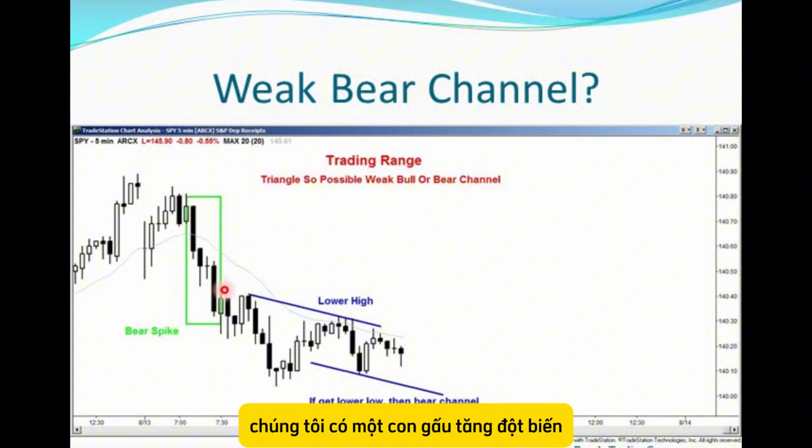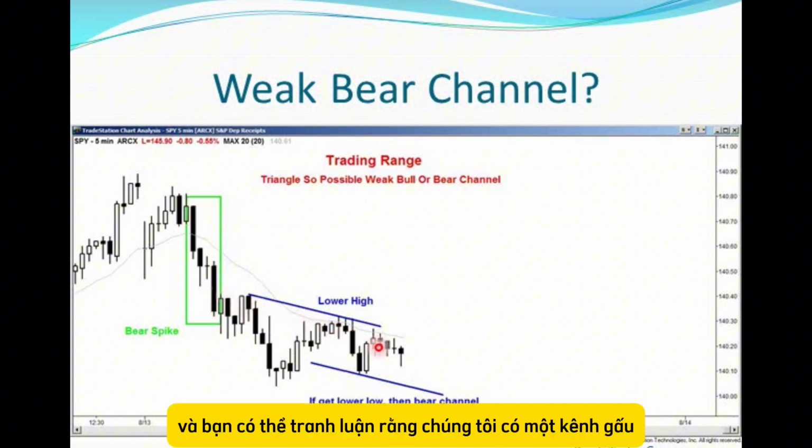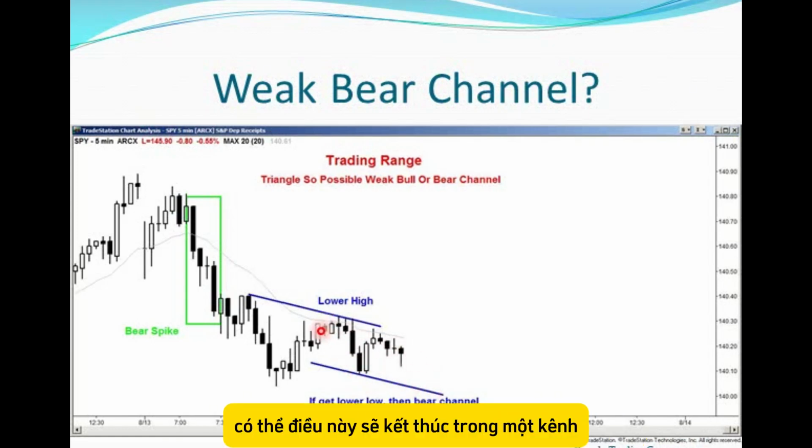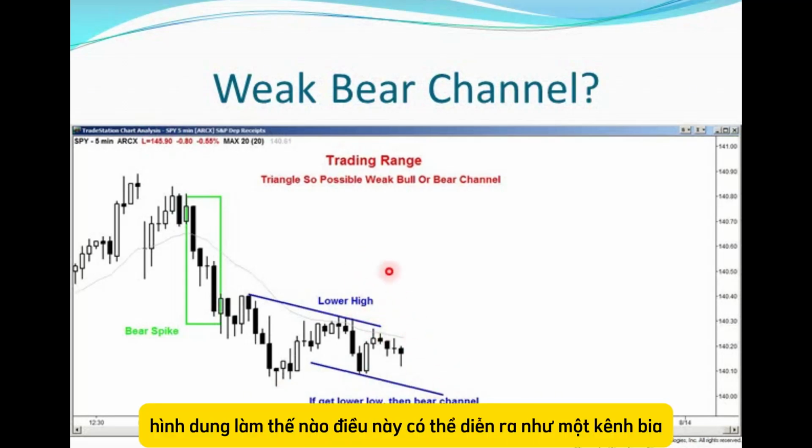We have a bear spike, and you can argue that we have a bear channel. We have a lower high, possible lower low, and it's possible that this will end up in a channel. You take this line, you draw a parallel, and you anchor it here or you anchor it here, and that could be the start of a bear channel. So you can envision how this could unfold as a bear channel.